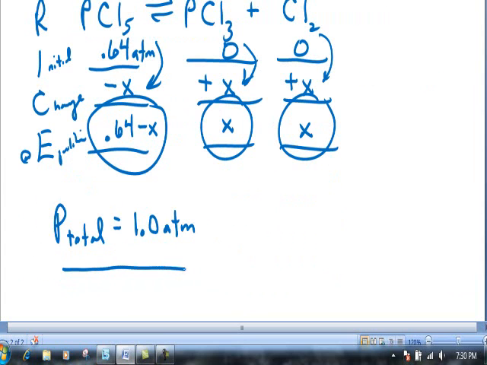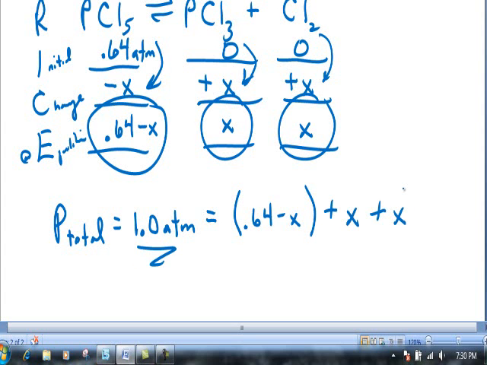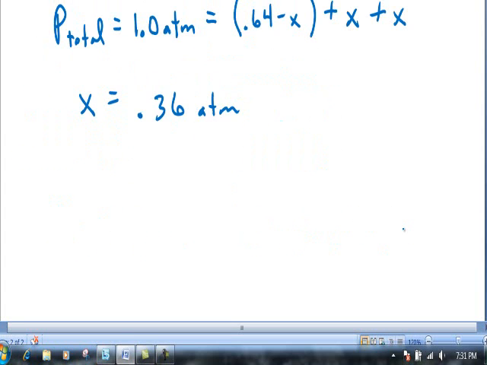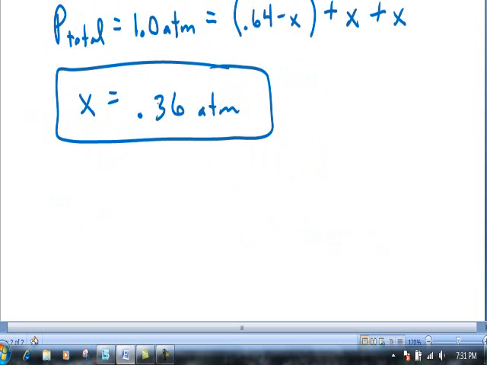We're also given that the total pressure in the flask is 1 atmosphere when the reaction has reached its final stages. We can use Dalton's law of partial pressures, that the total of all of the gases' pressures should add up to equal 1 atmosphere. So we add together the quantities 0.64 minus X, which represents the pressure of the PCl5, the quantity X, which represents the pressure of PCl3, and the quantity X, which represents the pressure of chlorine when the reaction has reached completion. Solving for X, we find that X is 0.36 atmospheres.